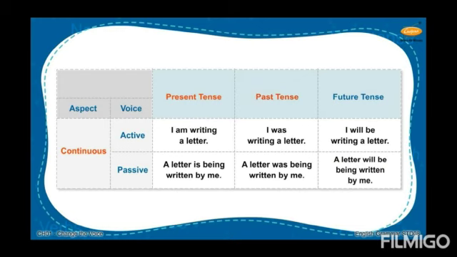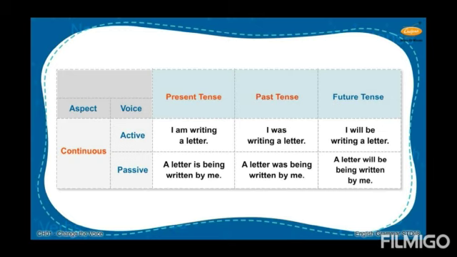Now in continuous, you have to look for "ing". I am writing a letter. So in passive voice, when it is in the continuous form, you have to add "being". A letter is being written by me. Is represents the present form, was represents the past form, and will represents the future tense. So you just need to change the verb in the present, past and future tense accompanied by ing.